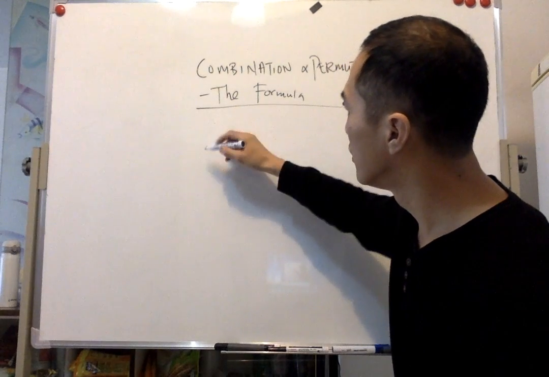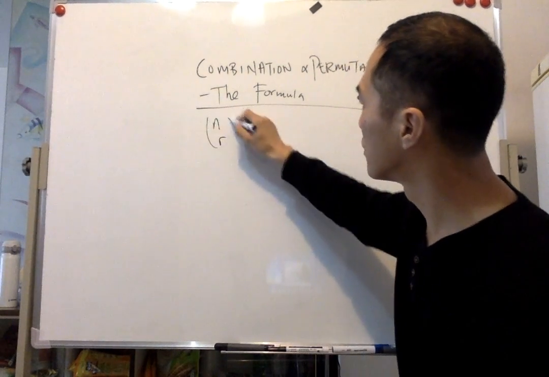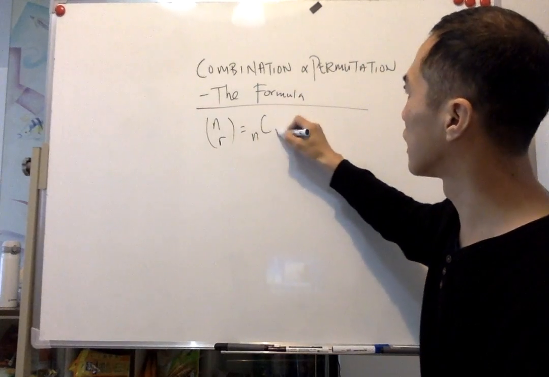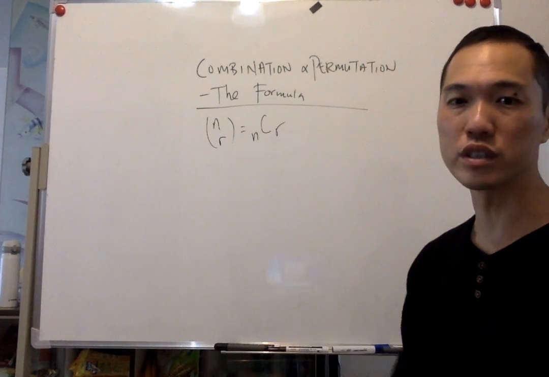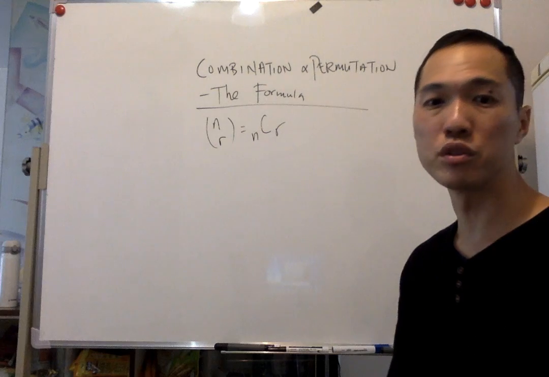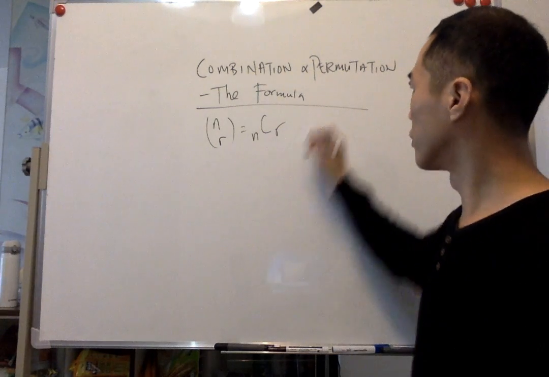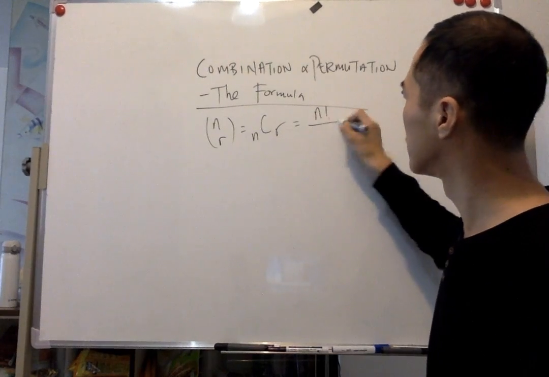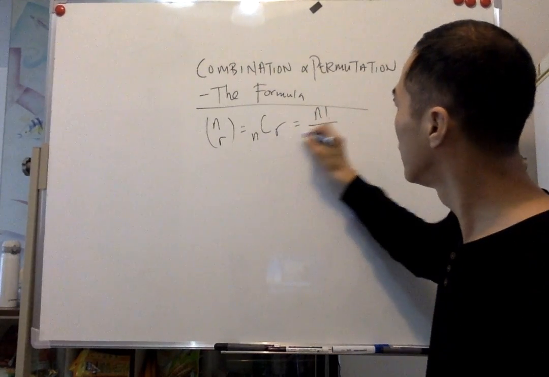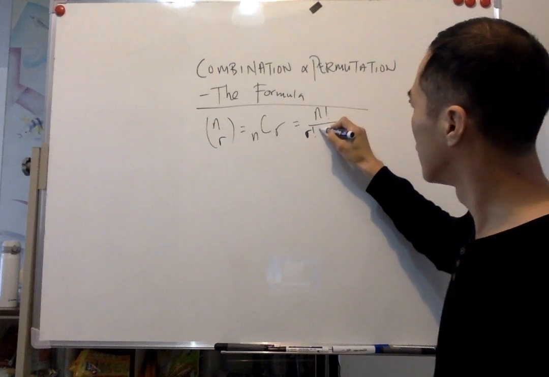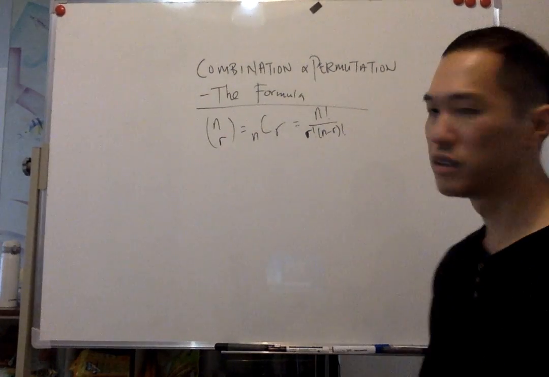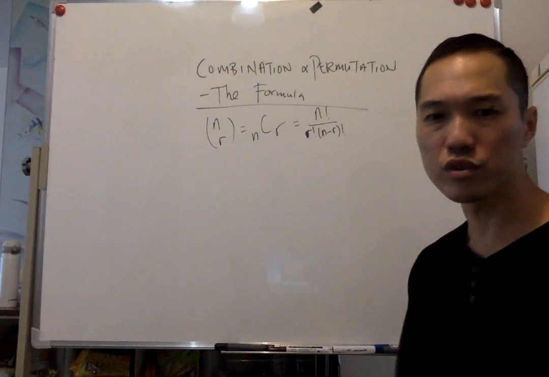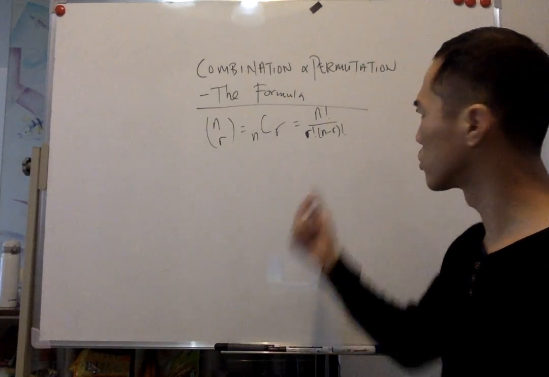If you remember, we write it in this form, nCr. n stands for the number of choices, and r stands for how many items you're choosing. So the formula is quite straightforward. It will be n factorial over r factorial, and then (n minus r) factorial. We will try to discuss why the formula looks like this.